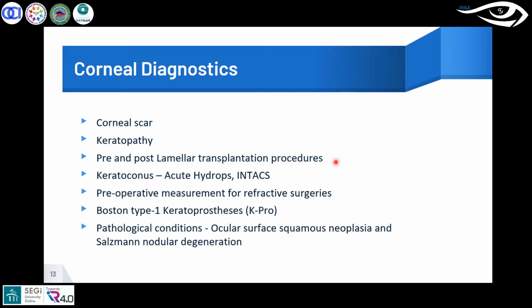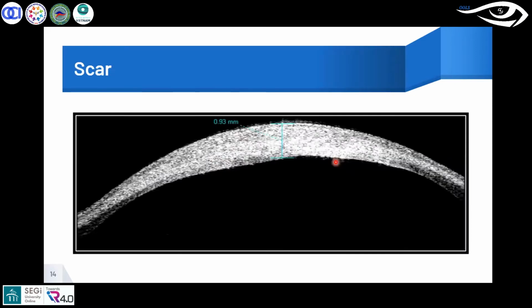keratoconus. In the case of keratoconus, you can look at acute hydrops. And when you are treating keratoconus with Intacs, even that can be visualized by using AS-OCT. You also have refractive surgeries which are done and can be analyzed by using AS-OCT. And you also have keratoprosthesis and other pathological conditions which can be visualized by OCT. So the first thing here is actually the scar.